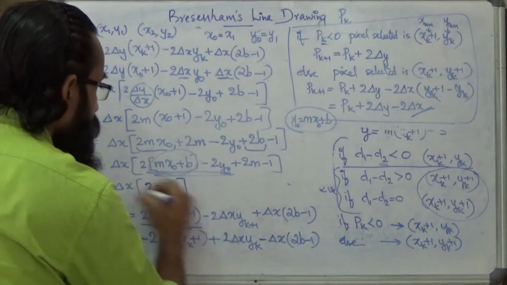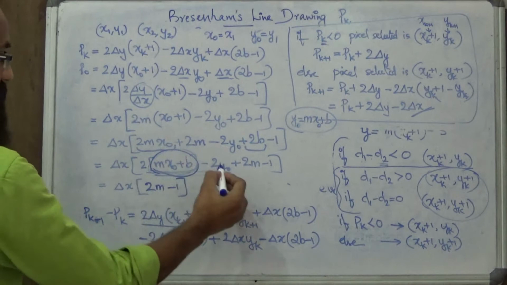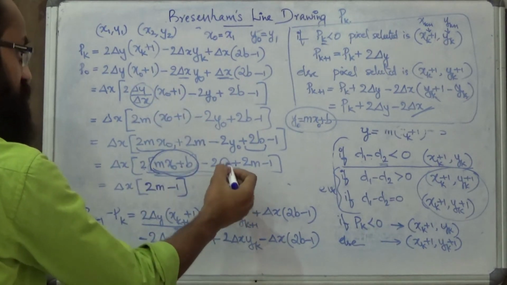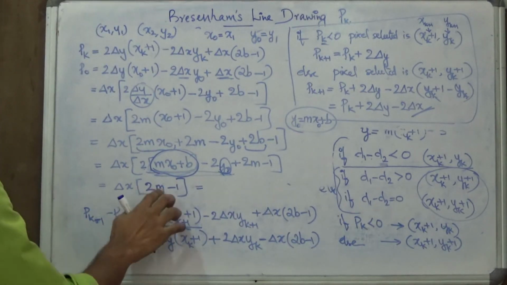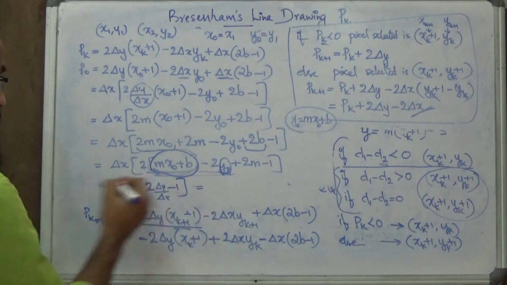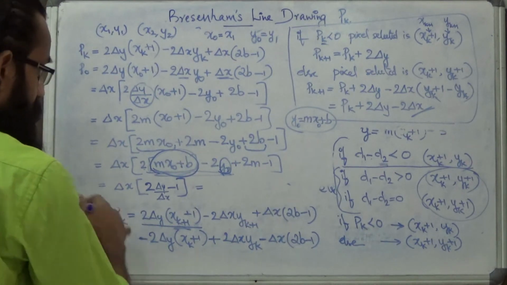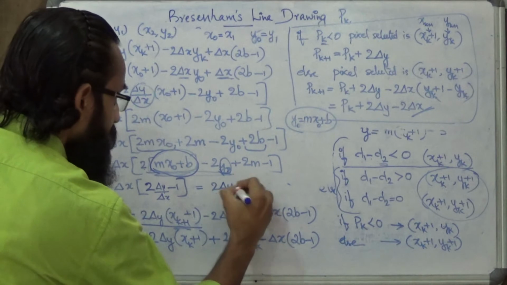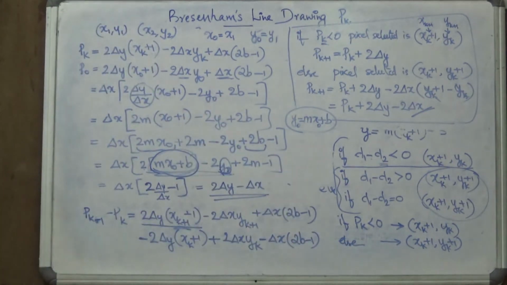2m minus 1. Once more I will repeat, this quantity is the same as y0. So 2 times this quantity is the same as 2 times y0. If I expand this one, replacing m with delta y by delta x and multiplying it with delta x, I will get 2 delta y minus delta x. So this is the starting decision parameter.